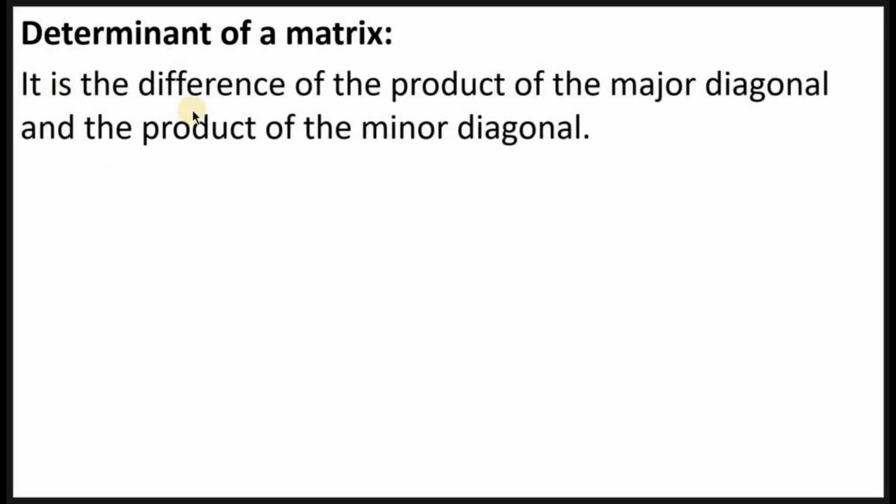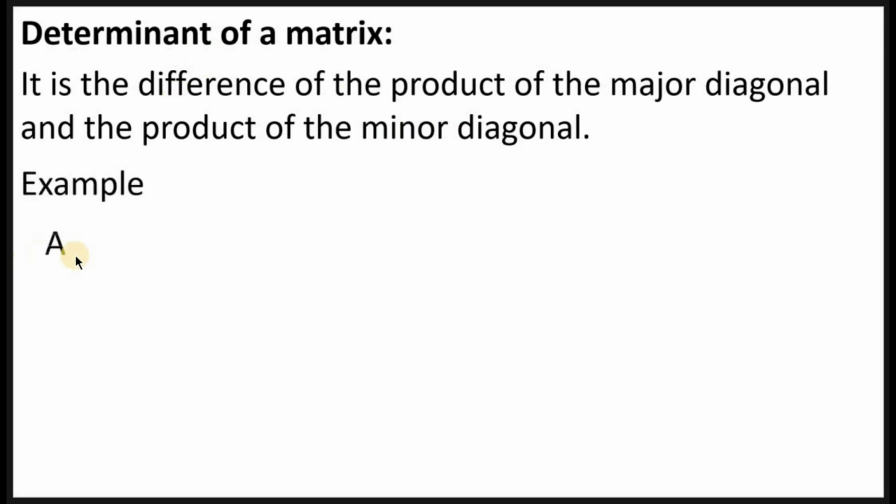Okay. Then another important operation on matrix is what we call the determinant of a matrix. Very, very important that you understand what a determinant of a matrix is. So we are saying, what is a determinant? So guys, we are saying it is the difference of the product of the major diagonal and the product of the minor diagonal. So if you have the product of the major diagonal, you subtract the product of the minor diagonal, the result you get is what we call the determinant. So an example is here.